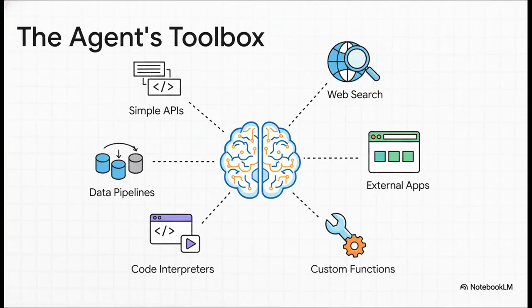So this is the real game changer. Tools are what separate a thinking machine from a doing machine. You give an agent access to APIs, to web search, to other apps, and suddenly you've given it hands. It can reach out into the digital world and perform real actions.